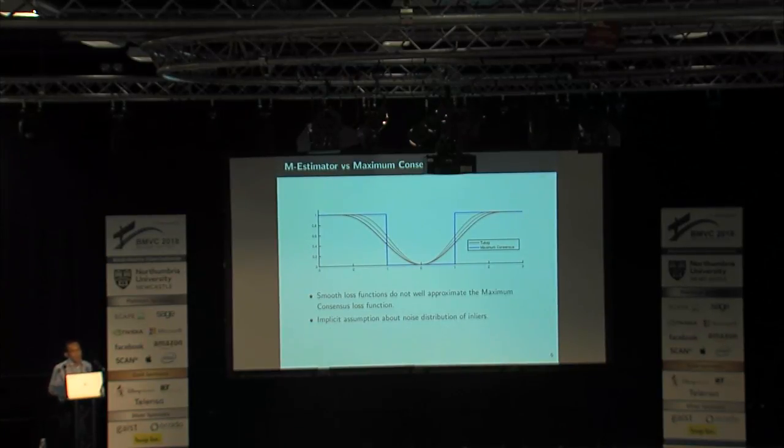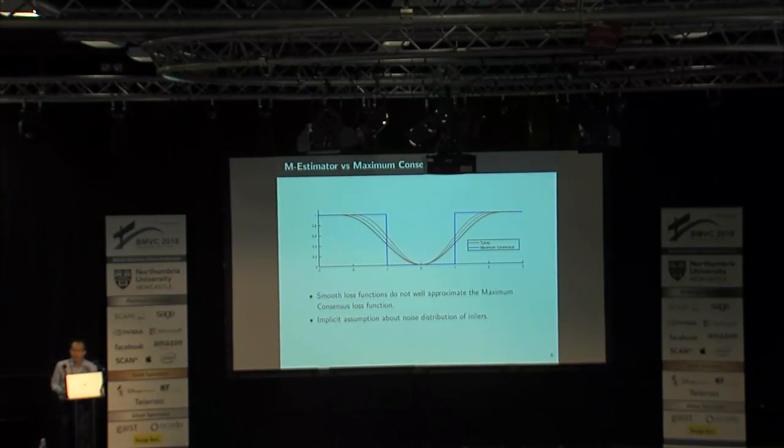Arguably, the use of M estimator with robust smooth loss function can also be applied to our maximum consensus problem. However, there remains some problem. Firstly, the use of smooth loss functions does not well approximate the maximum consensus loss function.